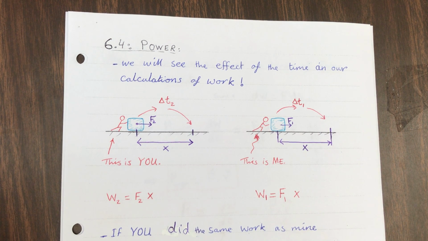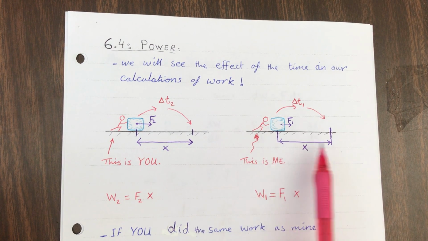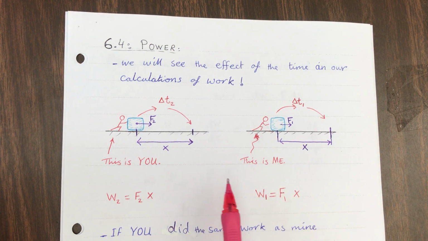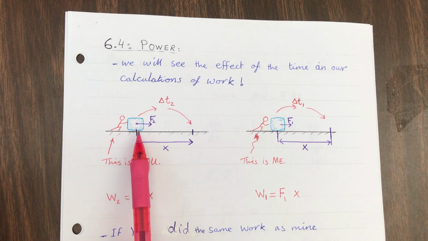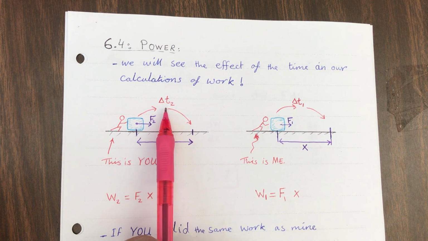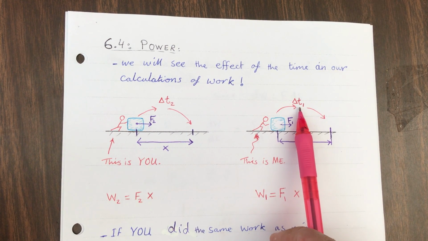We will see that. If this is you and this is me, we both need to move an object for a distance, the same distance, which is x. But you spend time delta t2 and my time was delta t1.